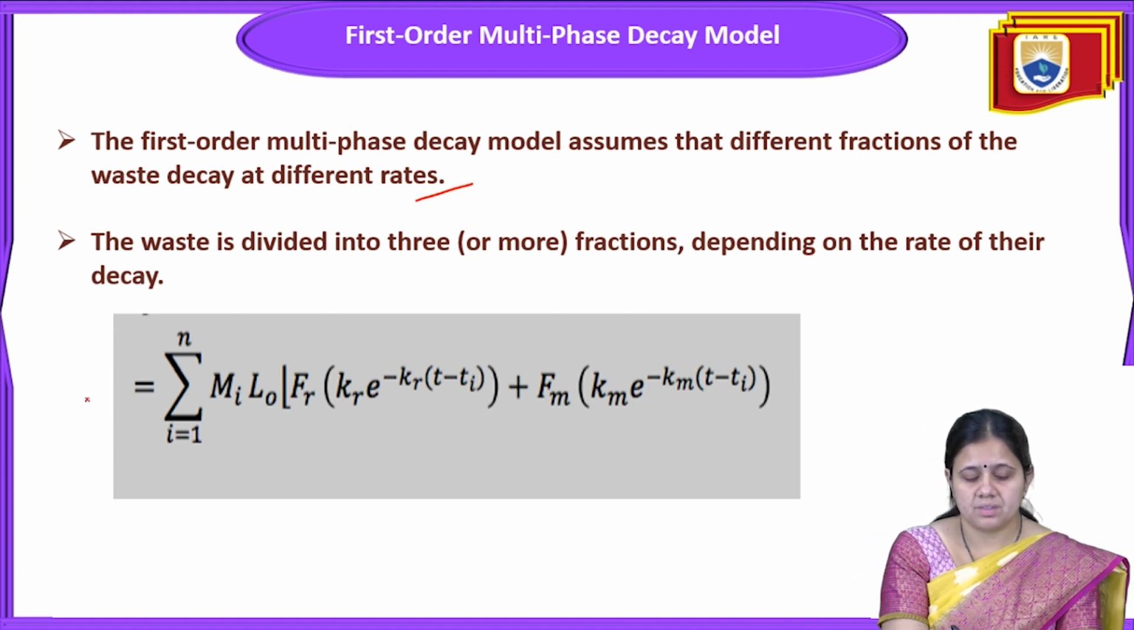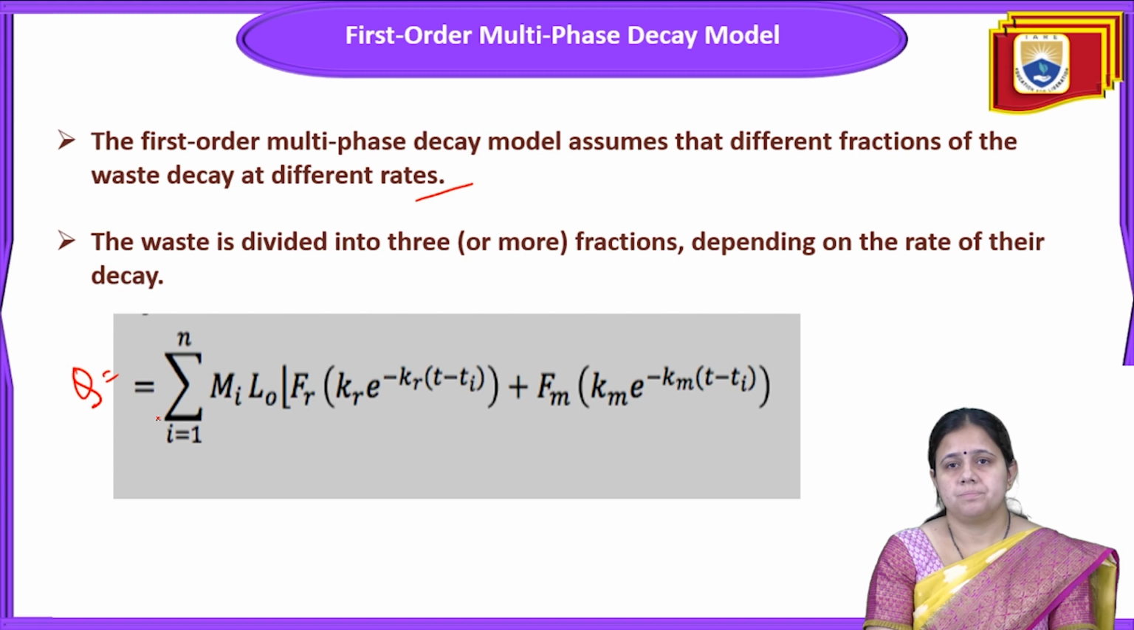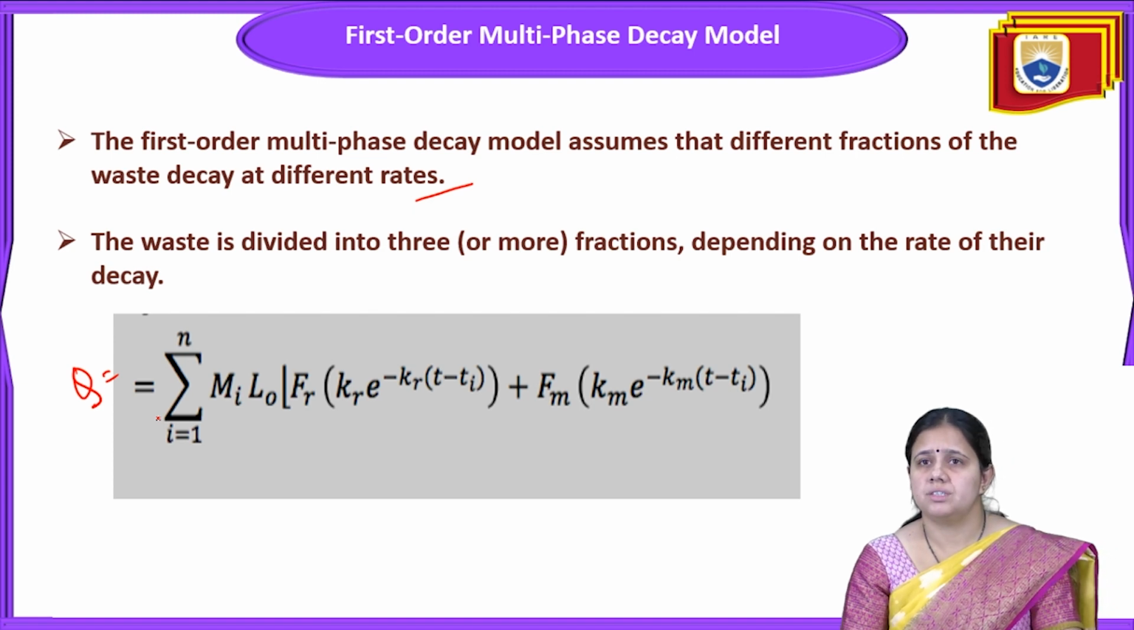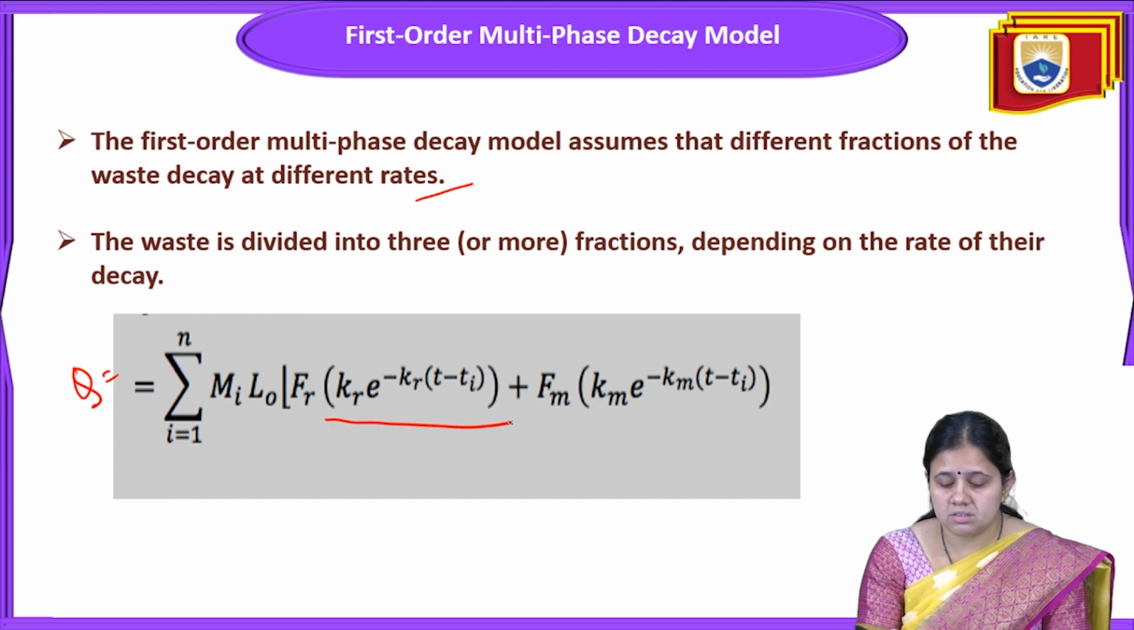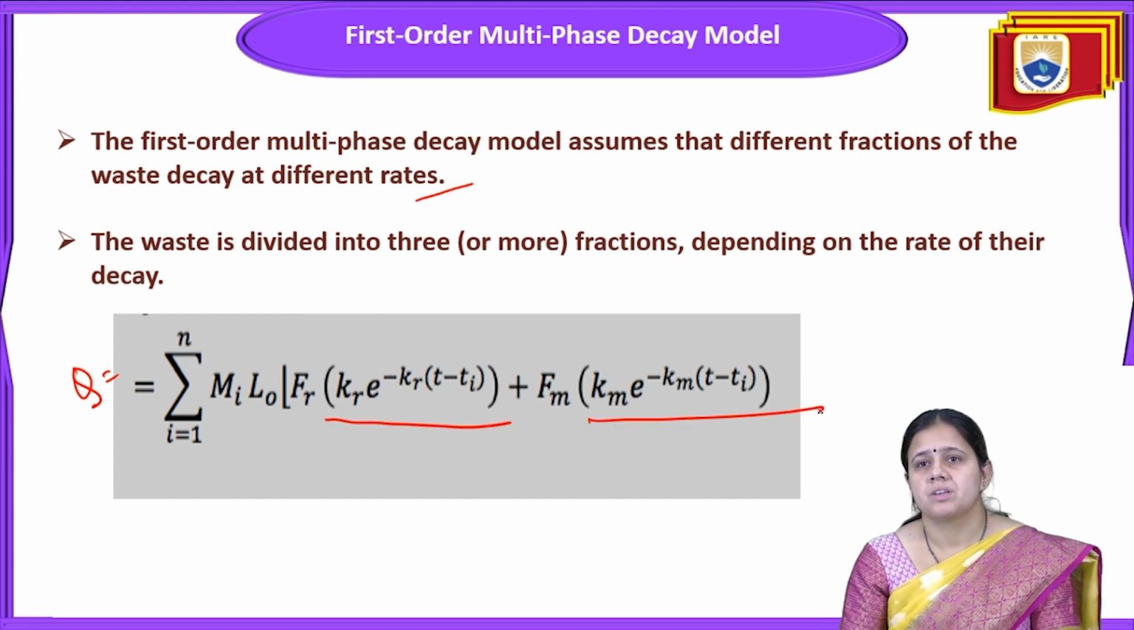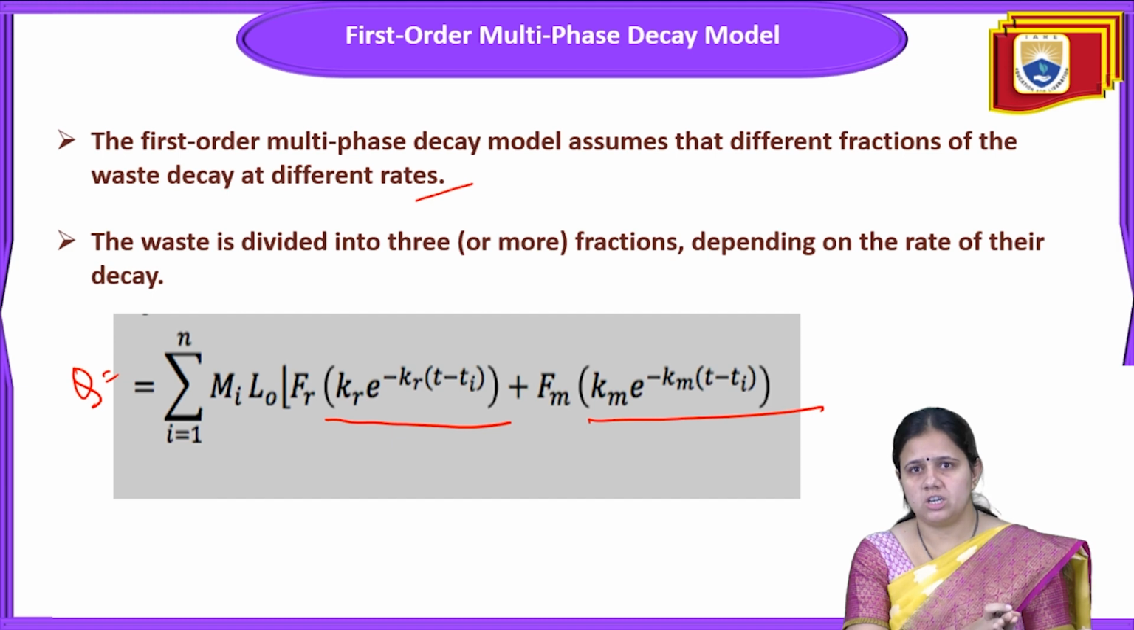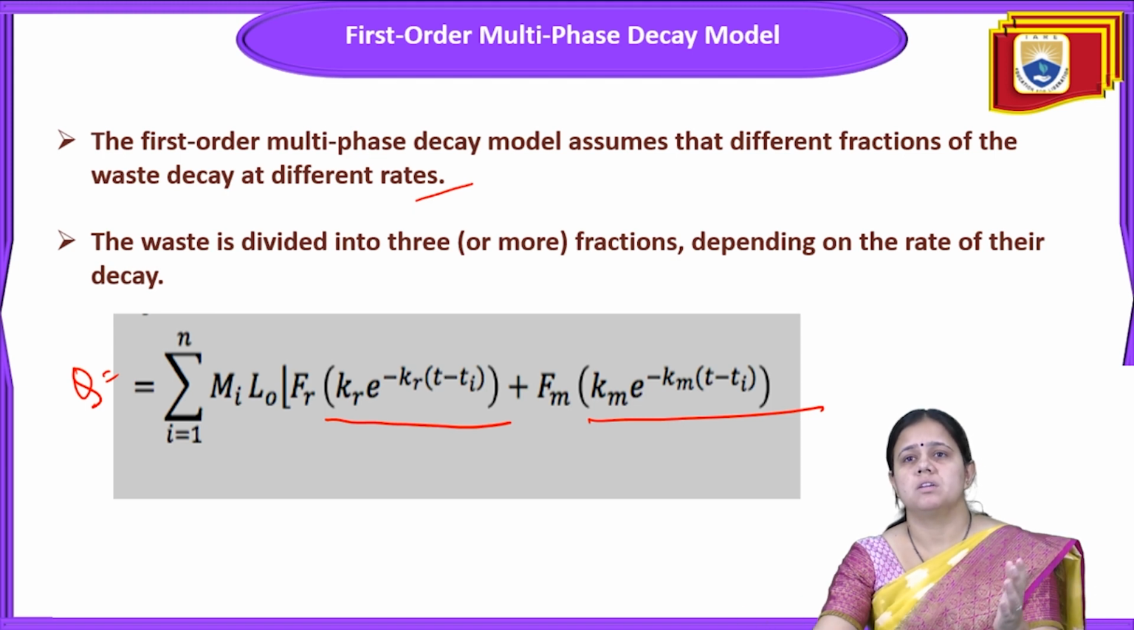So this is the equation for the first order multi-phase decay. You can see this is the first decay and this is the second decay. So waste is divided into 3 fractions depending upon its rate of decay. The first fraction is initial, then after some time, then after some more. In this way, the waste will be divided into different fractions.